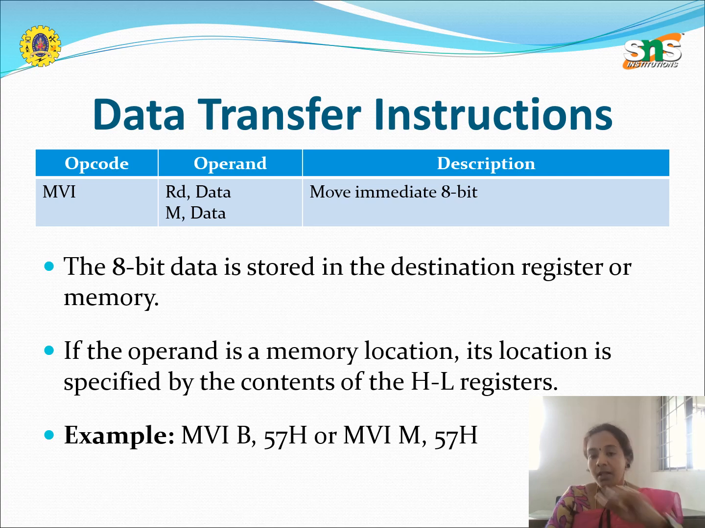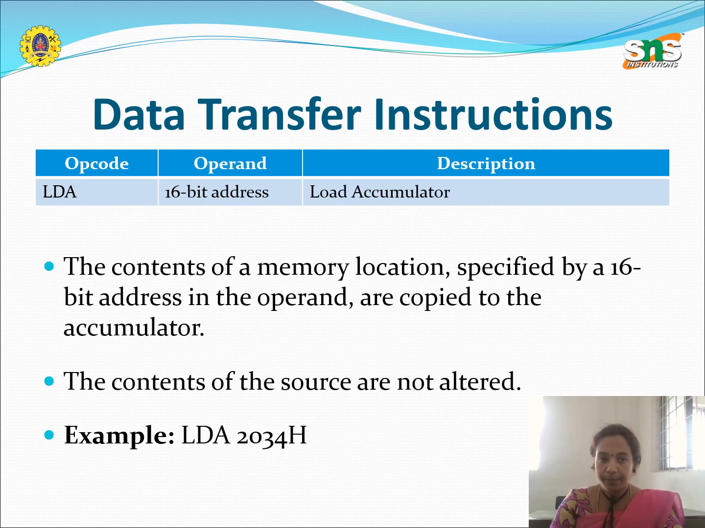57 is the exact data which is given in the instruction itself. And that 57 data should be transferred to the B register with the first instruction. With the second instruction, 57 hexadecimal should be moved to the memory location M. Whenever the data is given directly, then we will be using the instruction MVI.